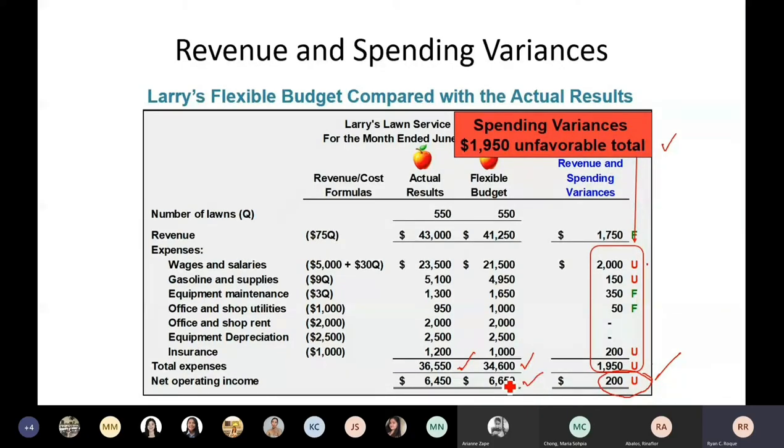We expected 6,650, pero the actual is only 6,450. So kanina, nung sa static tayo nag-compare, lumalabas na favorable. But in reality, unfavorable po yung nangyaring operations natin. So yun yung deficiency in comparing your actual with the static planning budget. Kaya again, sa exams, we have to prepare flexible budget.